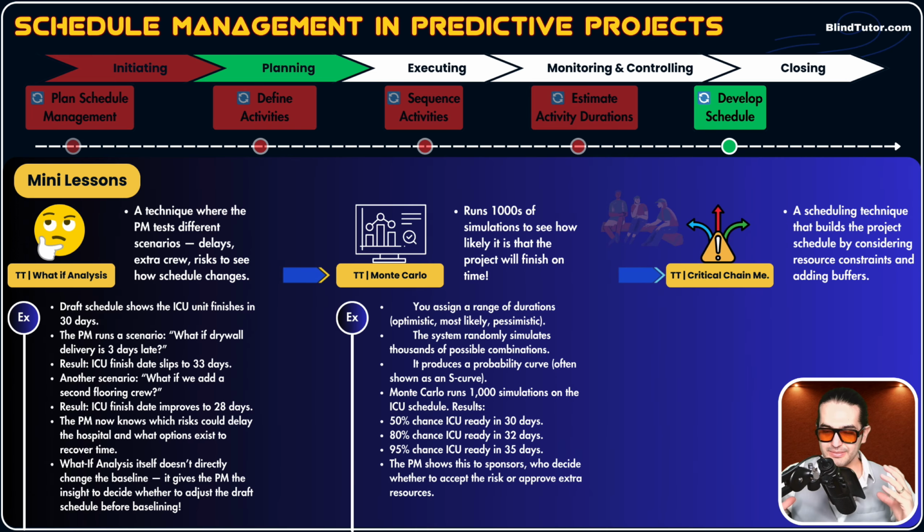Okay, so critical chain method is an updated version of critical path method. Critical path method considered unlimited resources. It didn't consider resource constraint, but critical chain method considers resource constraint. Okay, it is the updated version. So critical chain method is a scheduling technique that builds the project schedule by considering resource constraints and adding buffers to protect the critical chain, the longest sequence of resources, and etc.